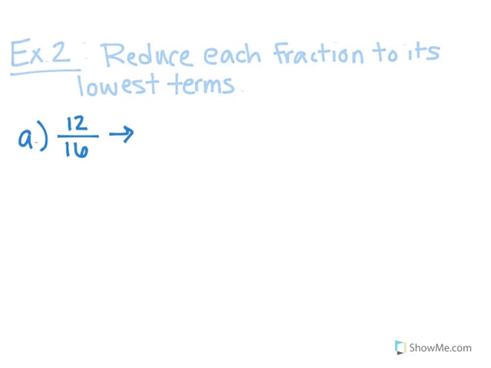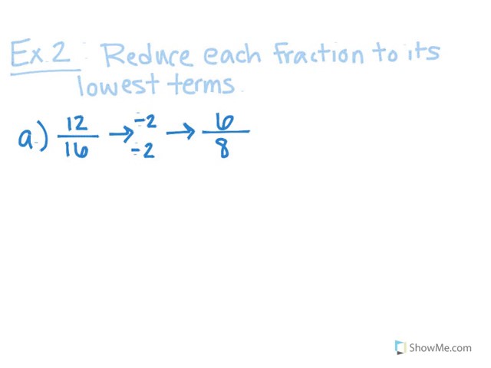Now, when we take a look at this particular problem, I know that both 12 and 16 are even numbers, and therefore they are both divisible by 2. So what we can do is divide both the numerator and the denominator by this common factor, the common factor of 2. When I do that, there's my fraction bar. 12 divided by 2 is 6, and 16 divided by 2 is 8.